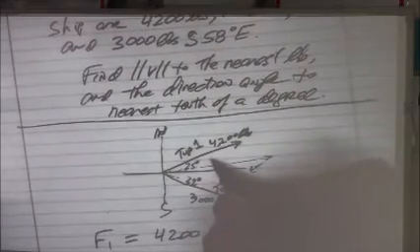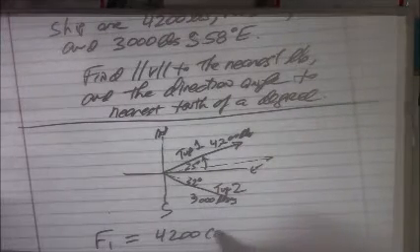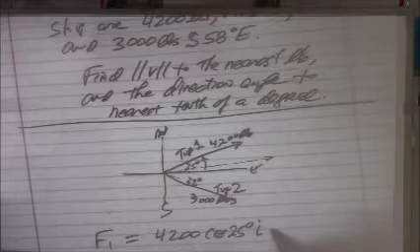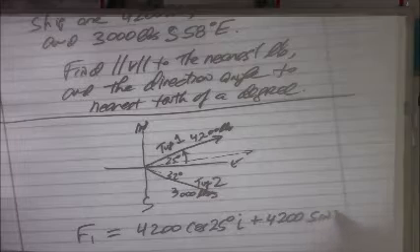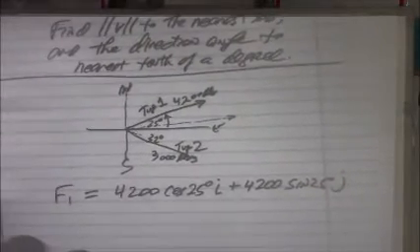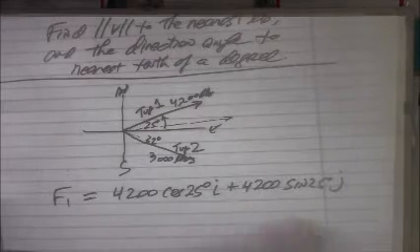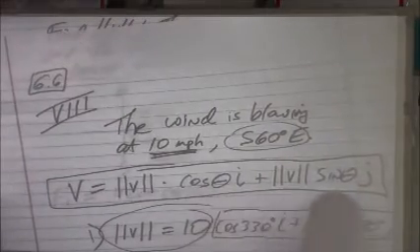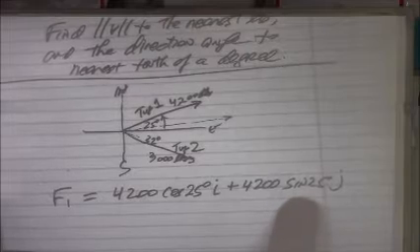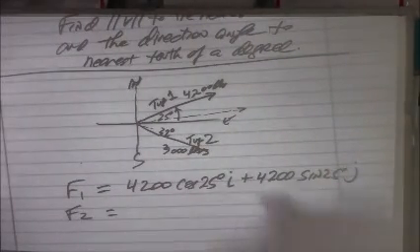Now, that's where we'll have to play with this a little bit, because this one is 4,200. We see that's 25 degrees, so it's 4,200 cosine 25 degrees i, plus the same 4,200 magnitude, sine of 25 degrees j. That's similar to the last problem we did, where the force is the magnitude times the cosine of the angle i plus the magnitude times the sine of the angle j. That's what we just did. That one was easier because we could just use the 25 degrees. We're going to do the same thing with the second one.